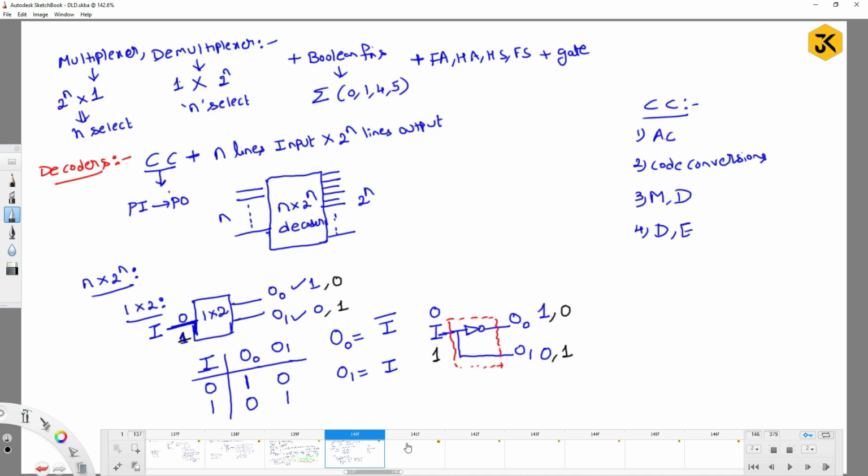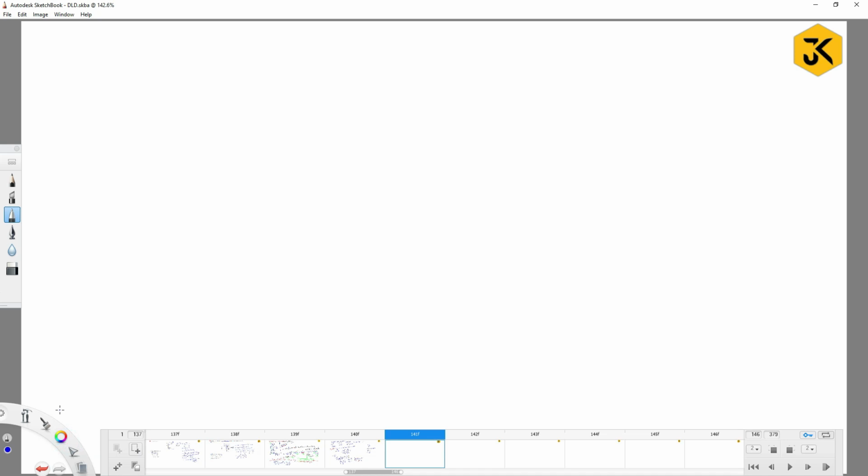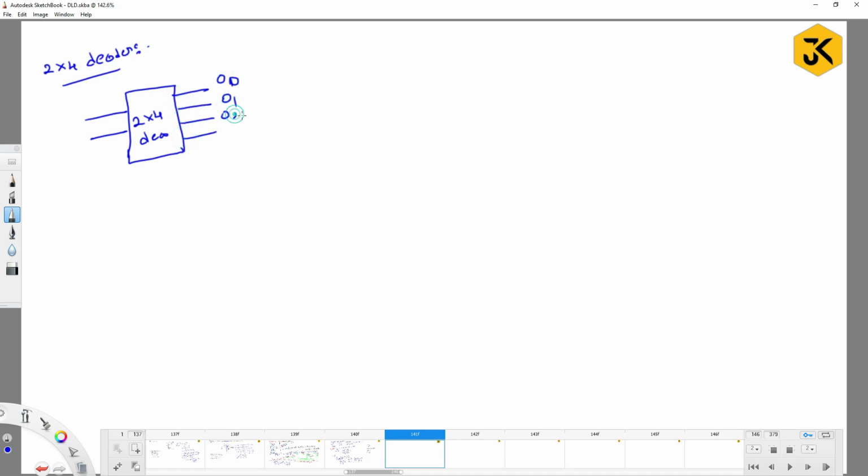Similarly, if I take a 2 by 4 decoder, you are going to have 2 input lines and 4 output lines. Let us take O0, O1, O2 and O3, and let me call the inputs I1 and I0. This representation is not compulsory; it can be represented based on the truth table. However you define it in the truth table, you can make the representation here also. So now tell me how it is behaving.